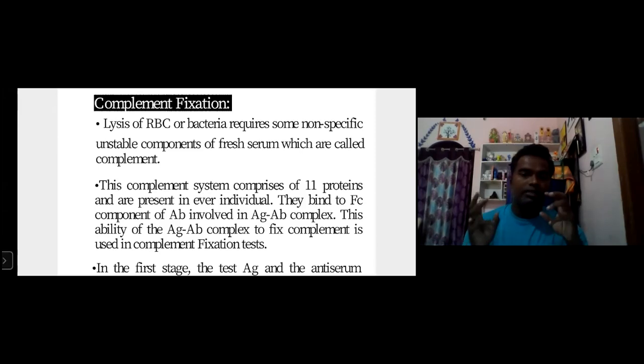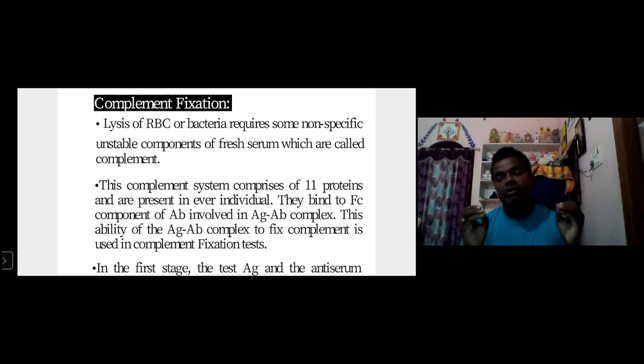So what are the antigen antibody reactions? Remember: number one, precipitation; number two, agglutination; number three, complement fixation; number four, ELISA. Next, opsonization and neutralization. So many reactions are there. They will be asked in entrance-level exams like CSIR-NET, and we will get one compulsory question from these antigen antibody reactions.